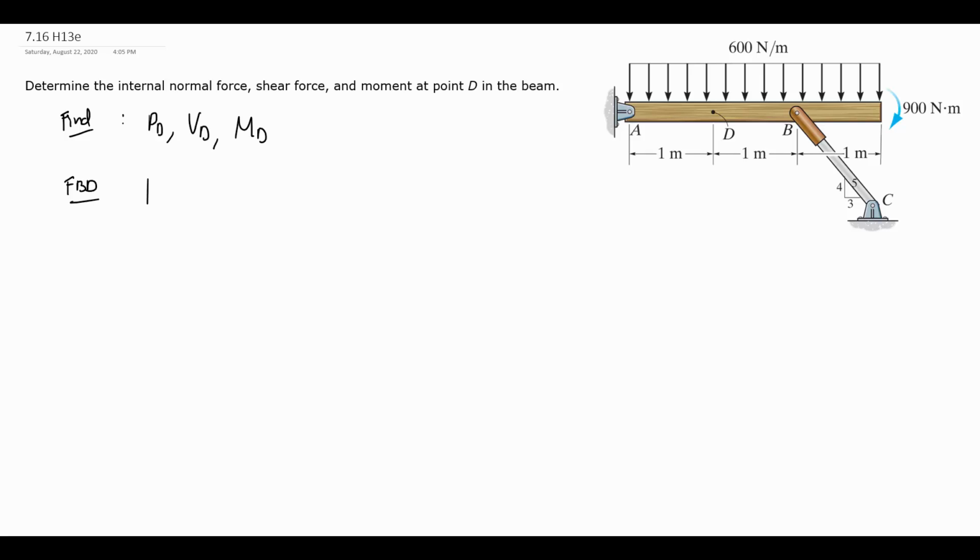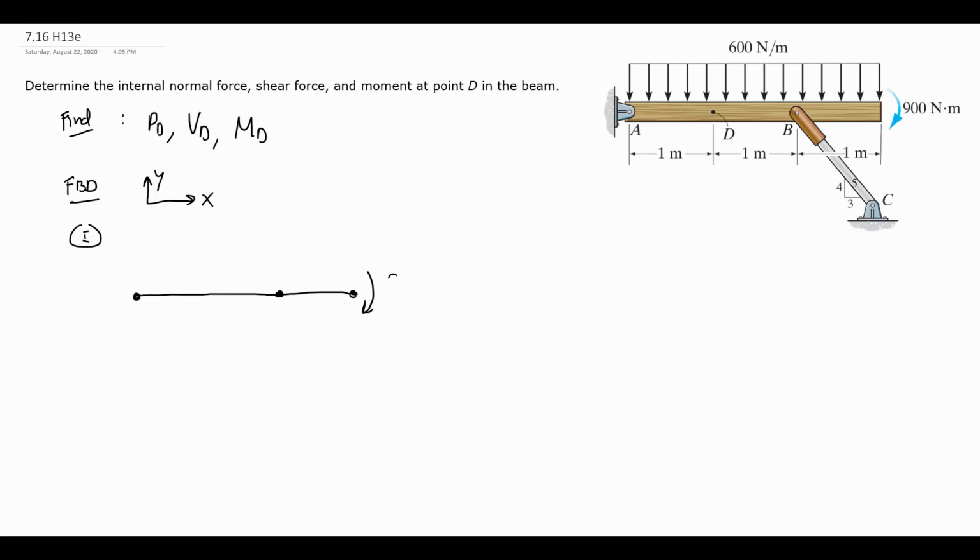And the first one is going to be the external picture. So picture 1 is going to be the wooden beam separated from its supports. So A through B through the end here. And D is not going to even come into play in this picture. So first, the external loads happening to this object that we're keeping.